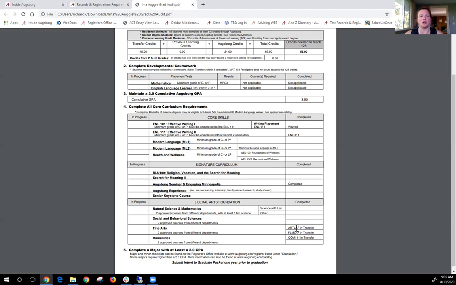You can see IMA has an art liberal arts course and transfer and a film liberal arts course and transfer. So those are 2 different departments. Humanities, these areas include American Indian studies, communication studies, gender, sexuality, and women's studies, literature, history, philosophy. And you need 2 courses from these areas as well. And I'll show you how you find what courses fulfill what requirements later on. And lastly, you need to complete a major with at least a 2.0 GPA.